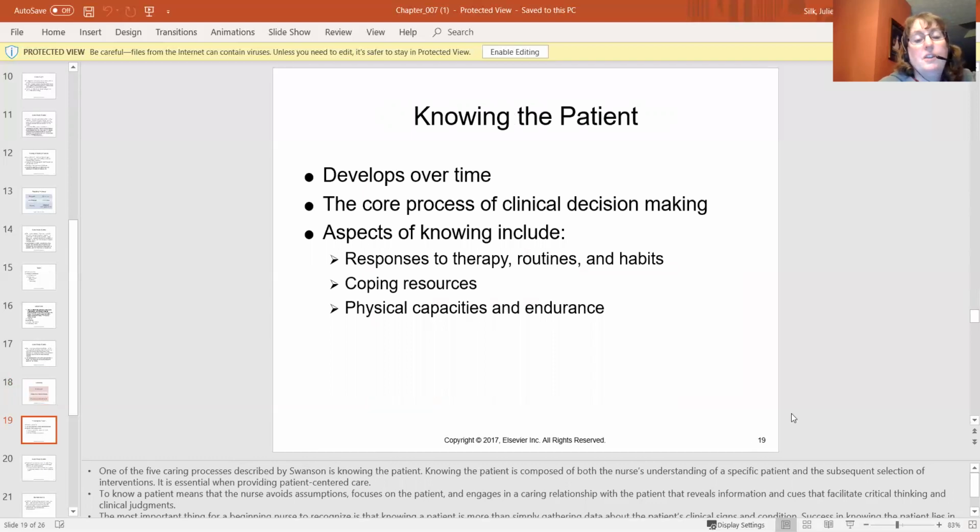Knowing your patient develops over time. The core process of clinical decision-making is part of this. Aspects of knowledge include responses to therapy, routines and habits that your patient might have, coping resources, physical capacities, and endurance. So it's really important to get to know your patient well.